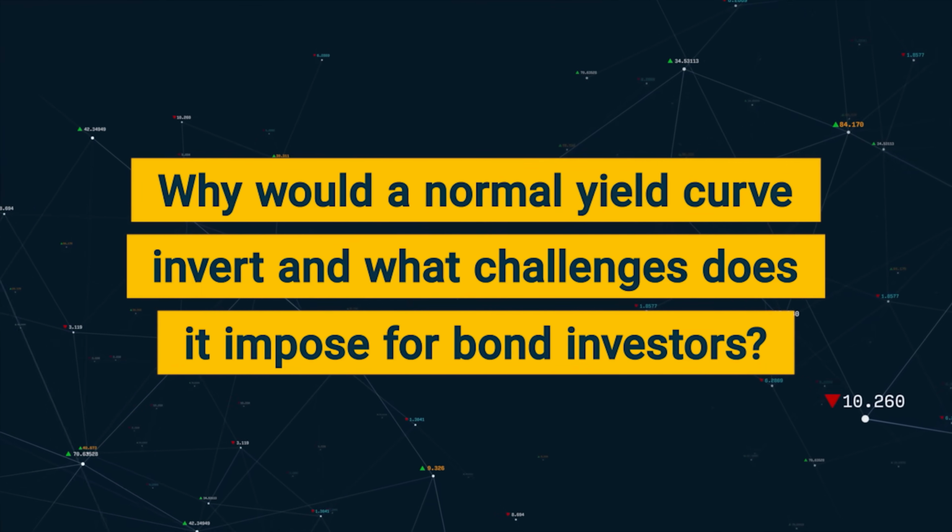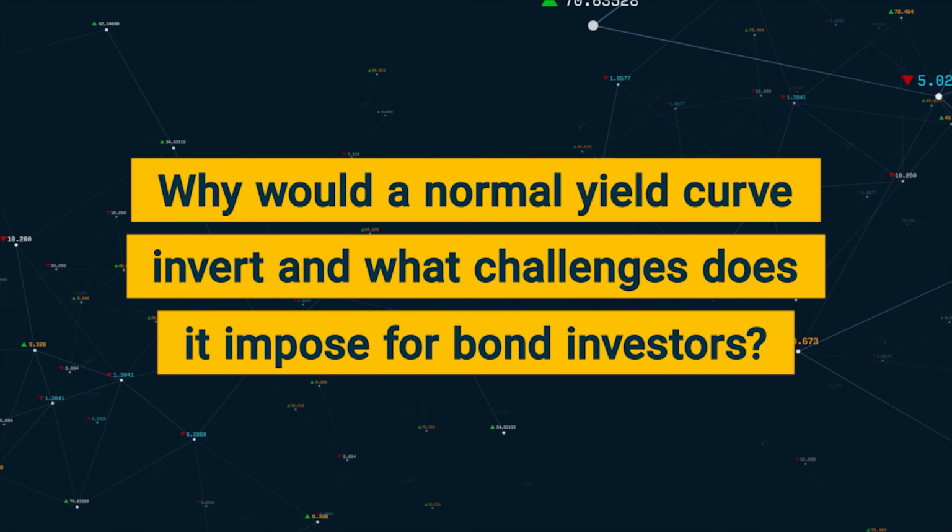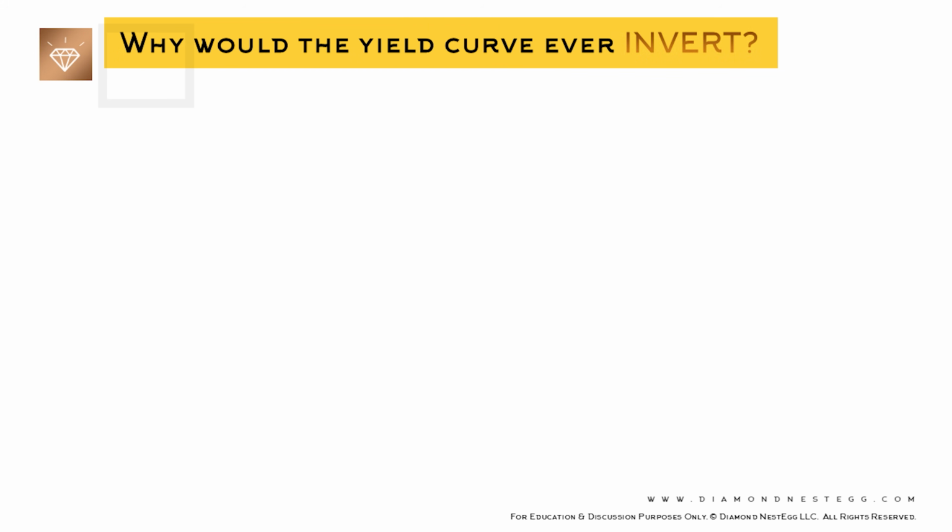Why would a normal yield curve invert, and what challenges does it impose for bond investors? So why would the yield curve ever invert? Or in other words, why would investors ever accept that they get less interest if they tie up their money for longer? Well, on a high level, this is how it happens.